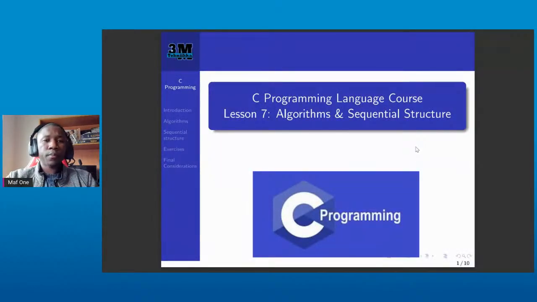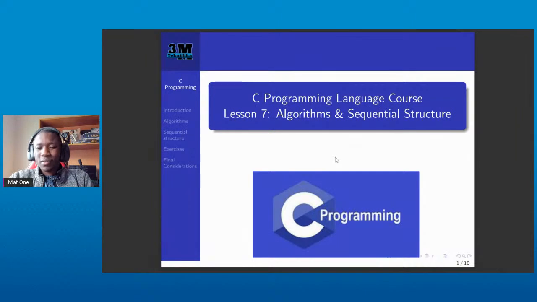As you've seen before, we already studied a lot of topics on C programming, a lot of basic topics, to be honest with you. In the last sessions we talked about data types, and today we will continue by studying algorithms.